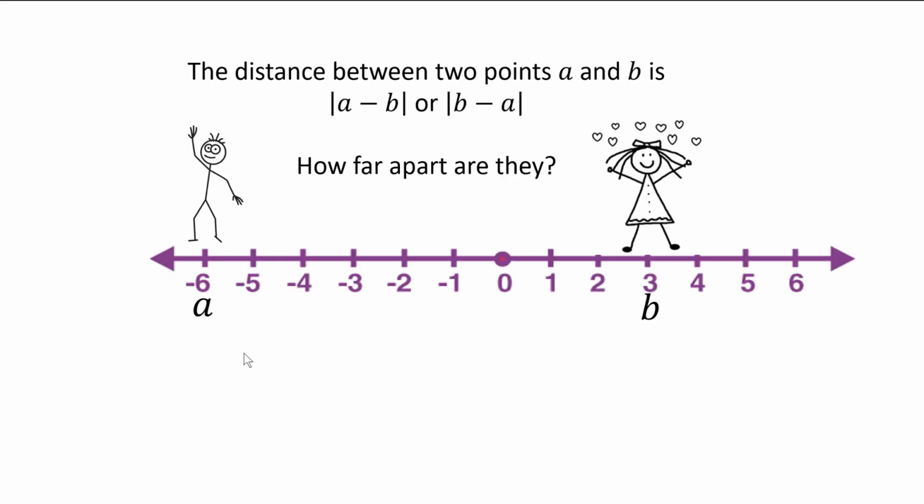Okay, the distance between 2 points is just going to be the absolute value of their difference. It doesn't matter which order you put them in. You just subtract the two numbers and take the absolute value.